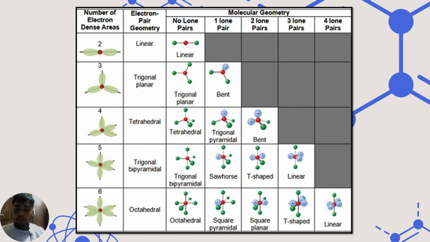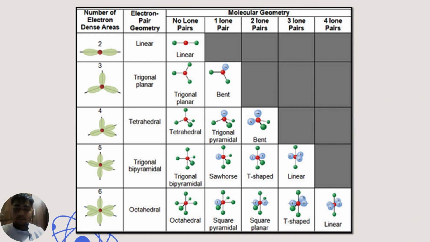A trigonal bipyramidal with one lone pair is called seesaw, and one with two lone pairs is called T-shape, and with three lone pairs is called linear. For octahedral, one lone pair is called square pyramidal, two lone pairs is called square planar, three lone pairs is called T-shape, and four lone pairs is linear.